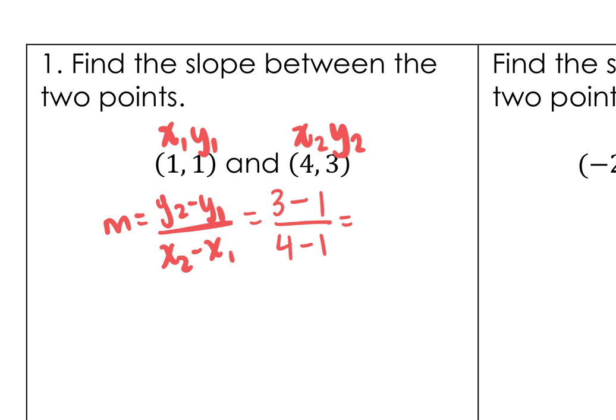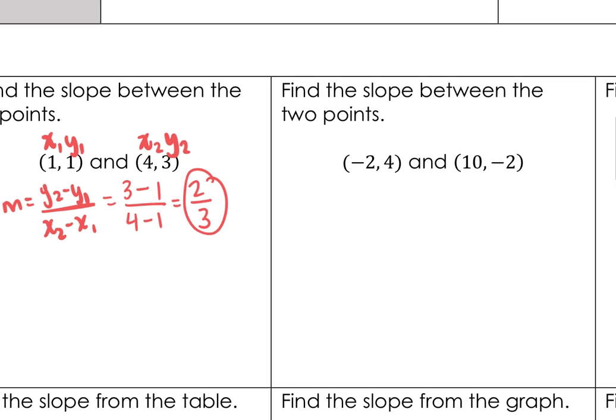Now that I've plugged everything in, I can do the subtraction and then simplify if I need to. What's 3 minus 1? 2. 4 minus 1? 3. 2/3, we cannot do 2 divided by 3, right? If you do 2 divided by 3, you get a repeating decimal, so we don't want that. So we're just going to leave it. We can't reduce it at all, so that's our slope, 2/3. If it doesn't divide evenly and we can't reduce it, then that's our simplest form and we can leave it like that. All right?